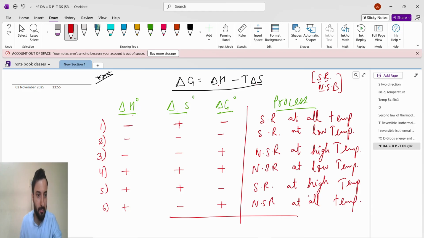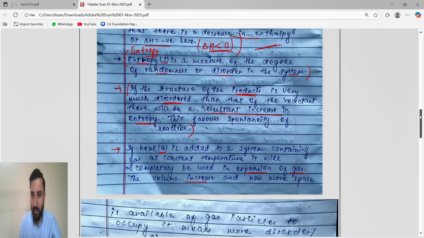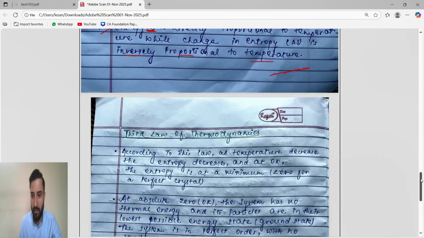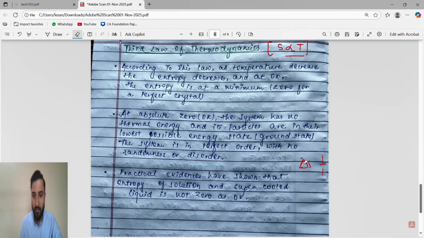Now we'll enter into the third law of thermodynamics. Understand one thing. What we know: only entropy is directly proportional to temperature. But if I write change in entropy, it is inversely proportional to temperature. We already studied this.